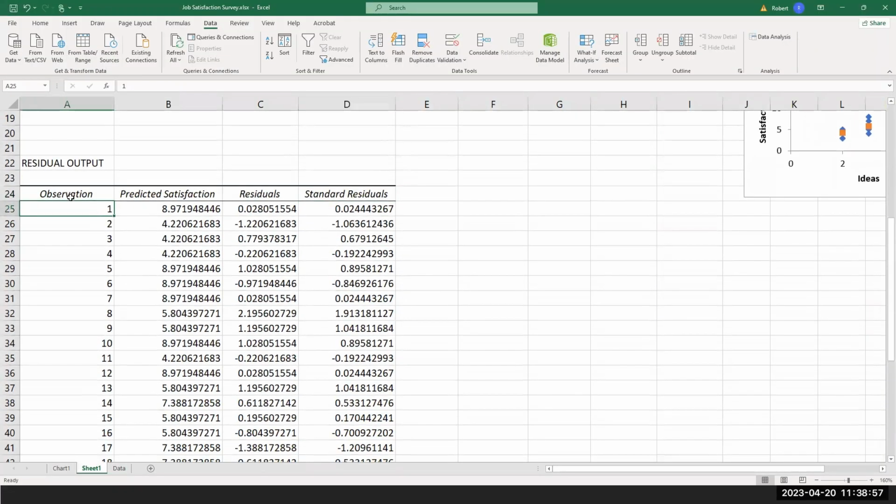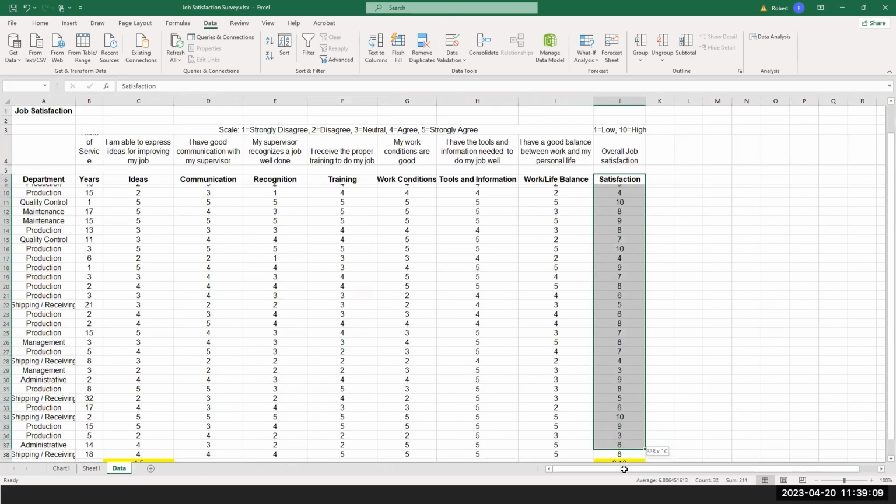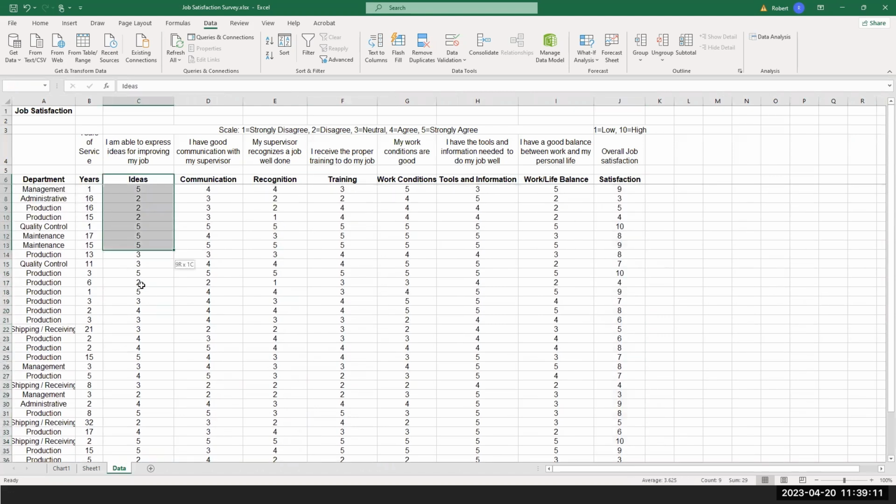So if we look at this one here, observation number 1, here we have the predicted satisfaction. Again, we're trying to predict their overall job satisfaction from what they rated as ideas: I'm able to express ideas for improving my job. So based upon this, if you went to say, hey, Sally, what would you rate out of 10 your ability to express ideas for improving your job? And Sally said, I think I rate that a 5 for this company. Then we can predict, hopefully, that her overall job satisfaction might be 9.